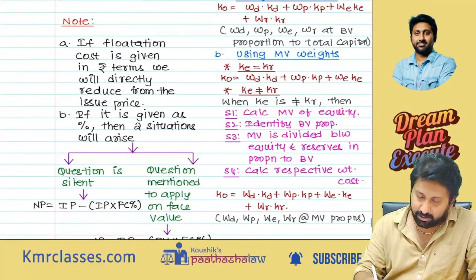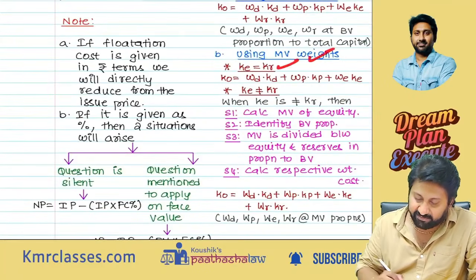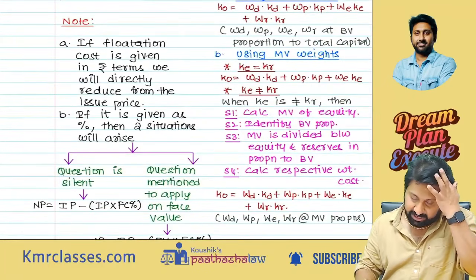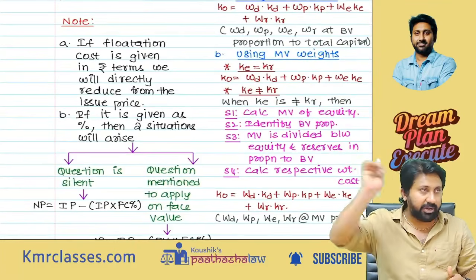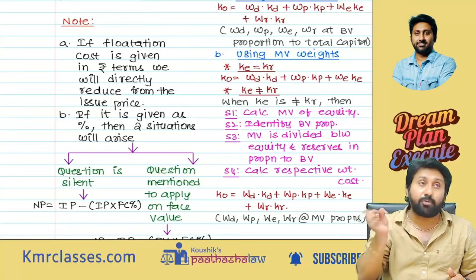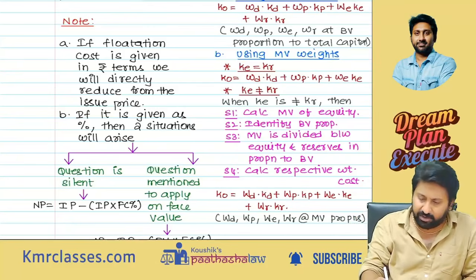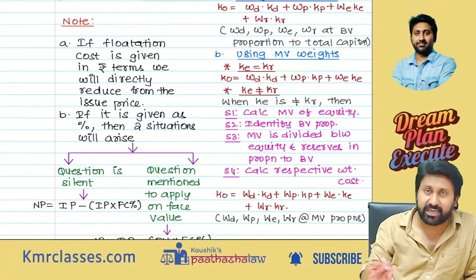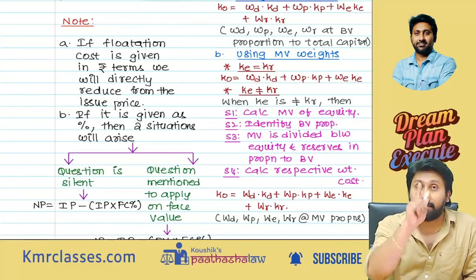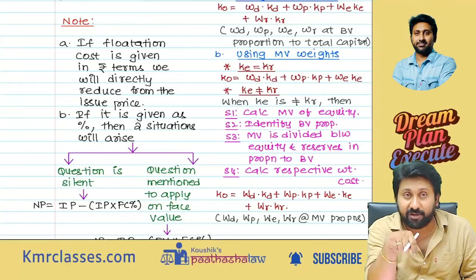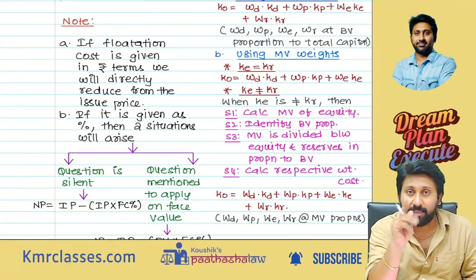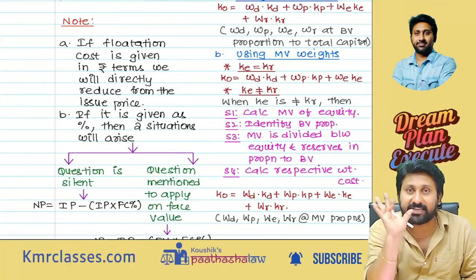Next, market value weights. KE will be KR. So if you are going to calculate market value weights, in the question KE and KR are both the same, direct: WD, KD, WP, KP, WE, KE. Remember this, don't ask for the logic; for the logic, go to the main classes and listen. This is a formula revision. Again, I am reminding for the 4th time: listen carefully to what you have to do in the exam.